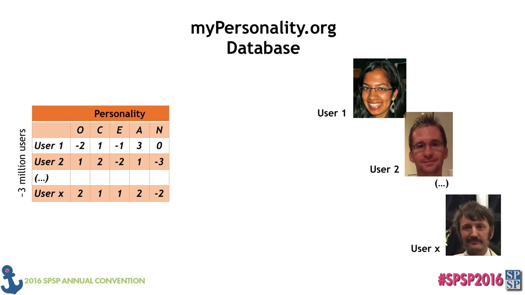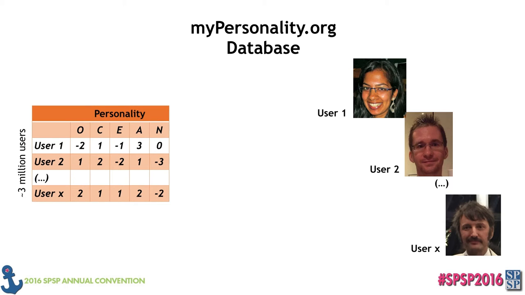And to answer this question, we took my personality database. This is a database that contains data on 6 million people. You have their scores on a wide range of psychological questionnaires, but you also have records of their Facebook profiles, which contain, among other things, their profile pictures.